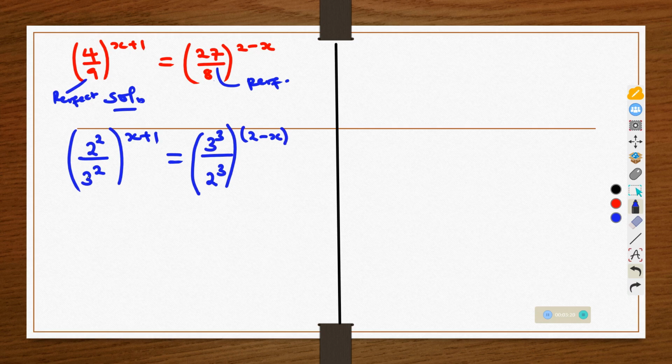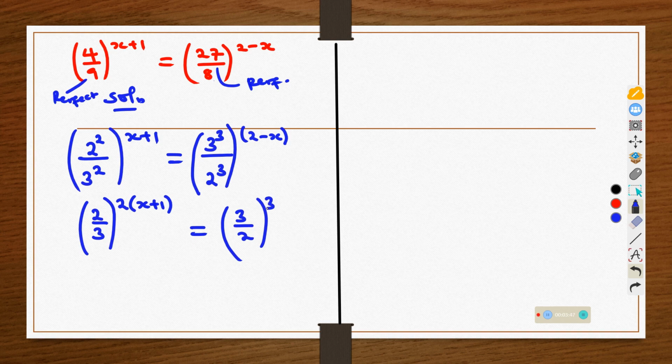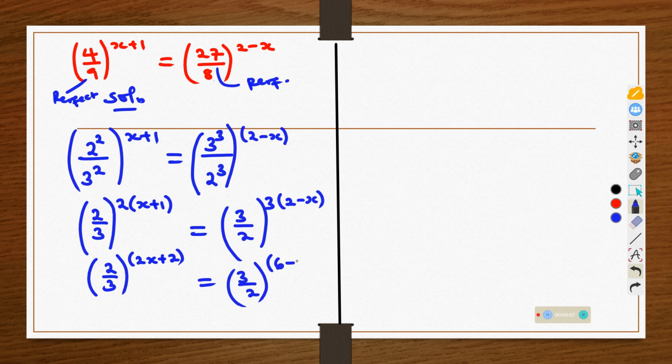From here, since the power 2 is common, we can pull it out, and we remain with 2 over 3 to the power 2, but since this is also to the power x plus 1, this will be multiplied into x plus 1. This will be equal to, we do the same, 3 is common here, we put the power out, we remain with 3 over 2 to the power of 3, but again there is a power outside, which is 2 minus x. So in other words, we shall have 2 over 3 to the power of 2x plus 2, which is equal to 3 over 2 to the power of 6 minus 3x.